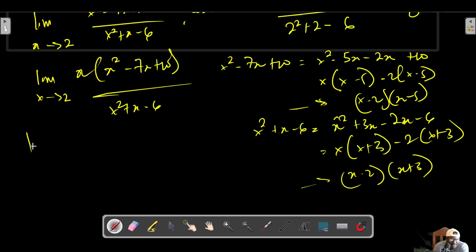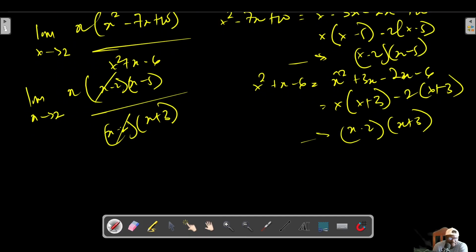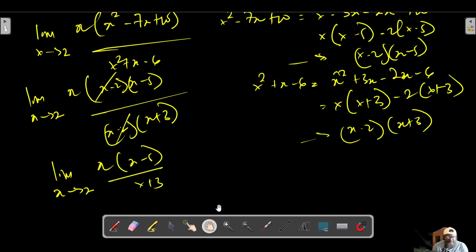So now the limit as x approaches 2 of x bracket open, that is x minus 2, x minus 5, all over x minus 2, x plus 3. Now, x minus 2 cancels x minus 2. So we end up with the limit as x approaches 2 of x multiplying x minus 5 on x plus 3.